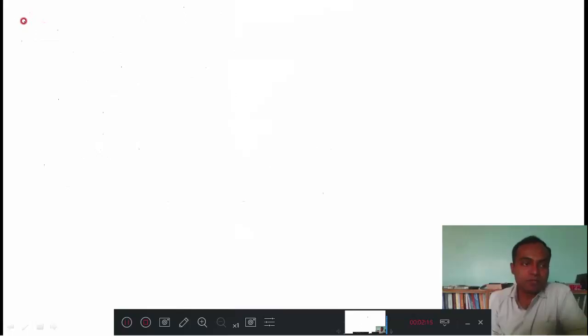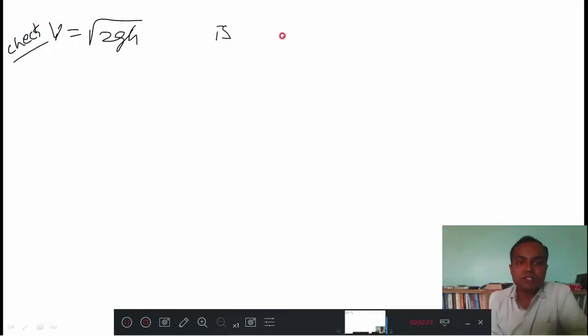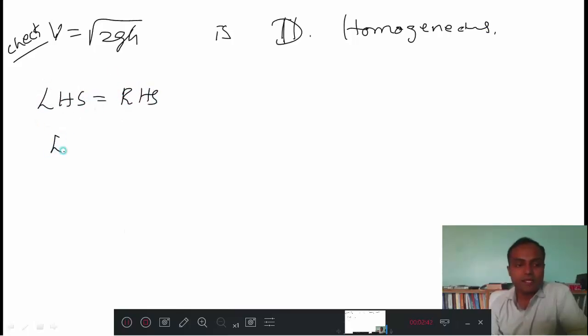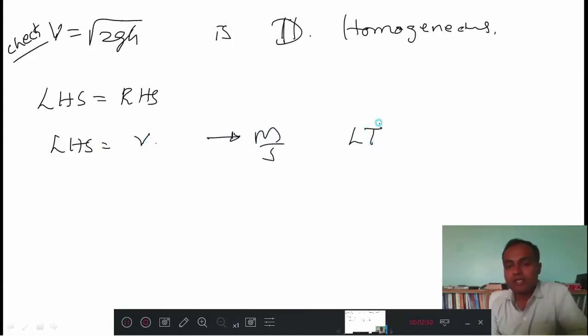One example I will show you. Check whether V equal to root 2gh is dimensionally homogeneous. Okay, they are asking to check. First I will write LHS equal to RHS. Then what is LHS? LHS is velocity, unit is meter per second, and its dimension is L T raised to minus 1. Correct? Then call this equation number 1.